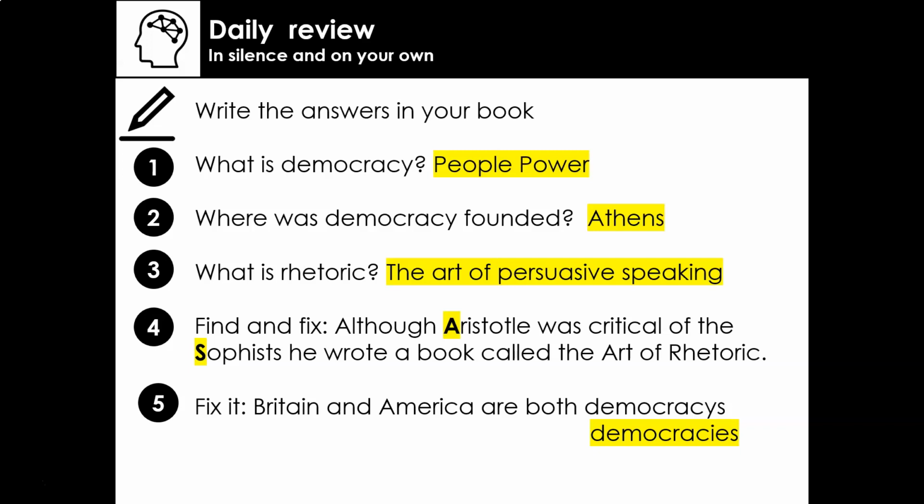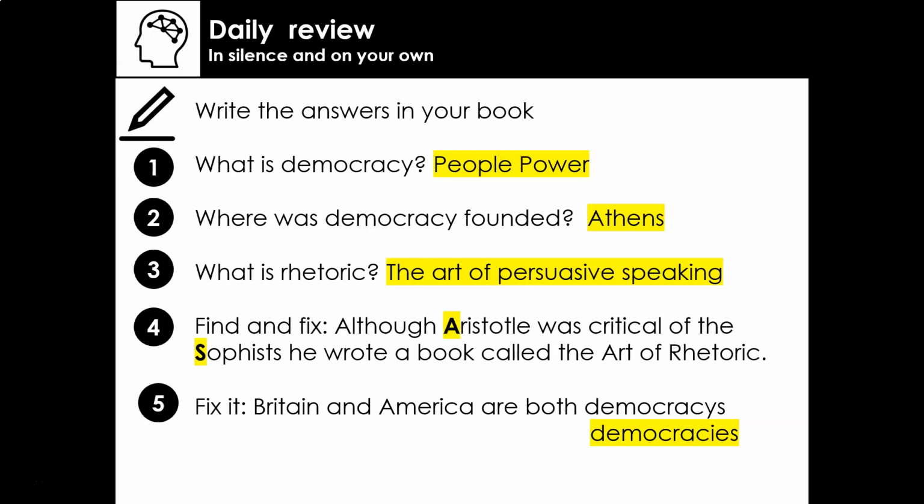Number 4, this was a sentence you needed to find and fix. Okay. So the first thing I can see here is that there were some capital letters missing. We needed to add a capital A to the name Aristotle because it is a proper noun. We also needed to add a capital S to the word sophists, another proper noun.